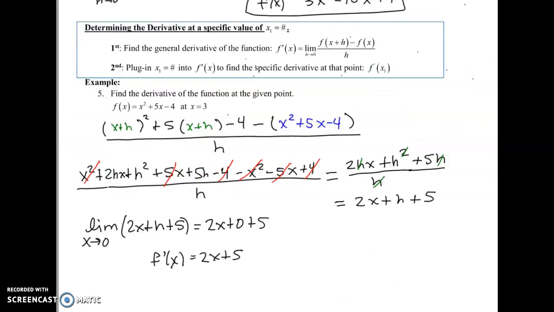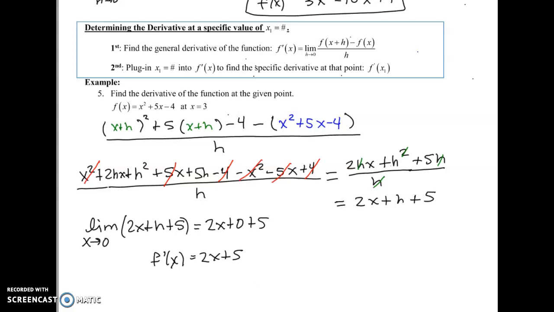Okay, so the next thing we're going to look at is determining the derivative at a specific value of x. So we're going to do the same process we just did. We're going to find the general derivative. And then if it tells us to find it at a certain value, we're just going to plug that number into the derivative expression that we found.